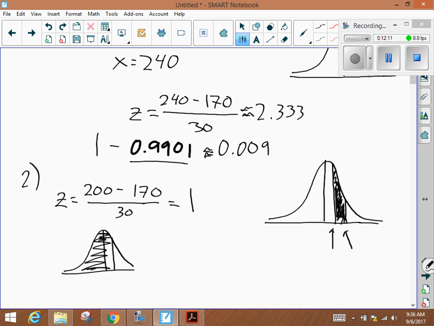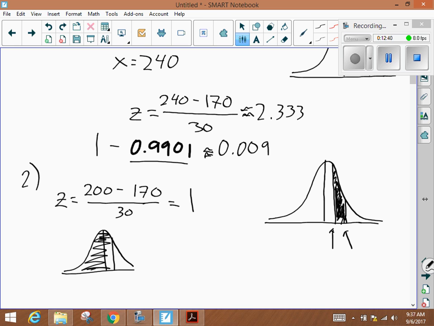Mu is given to us as 170, and sigma is 30. I plug in. Wait, what's the upper bound? It's the x value. So in this case, that would be 200. And then what's the mu? It's given already. That was 170.